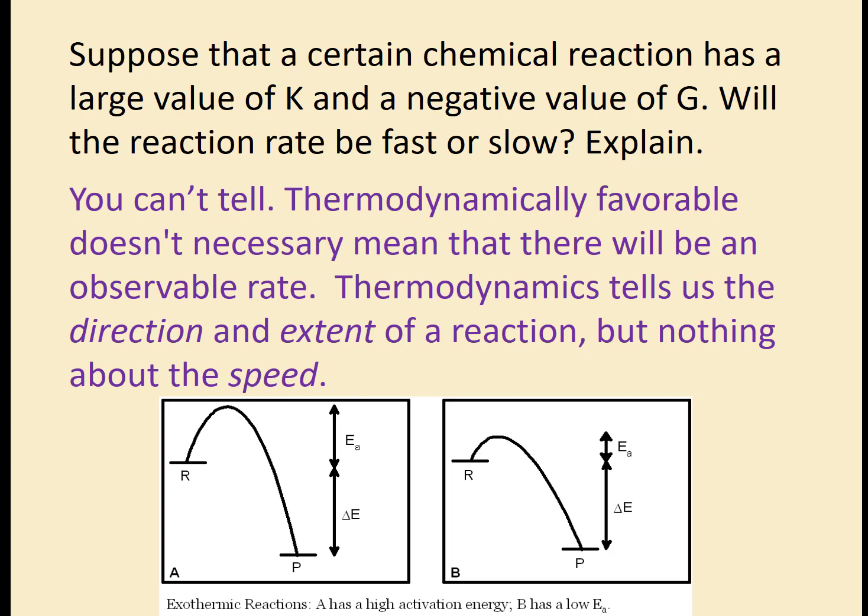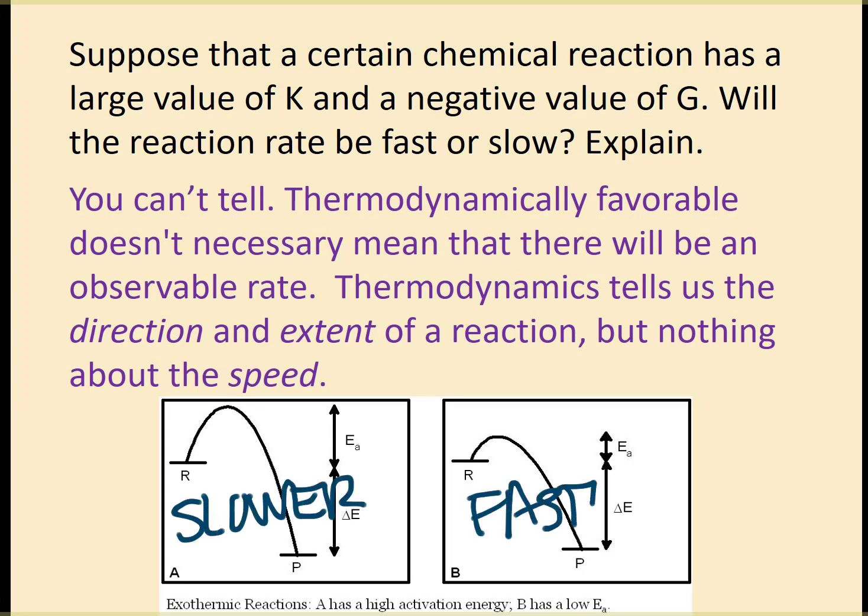So in this first chart here at the bottom, this has a very high activation energy compared to its neighbor. And so we know that this one is going to be slower than this one. This one's going to be faster, just because the activation energy is shorter. So again, thermodynamics tells us nothing about how fast things go. It does tell us what direction it will go and if it will proceed from reactants to products.